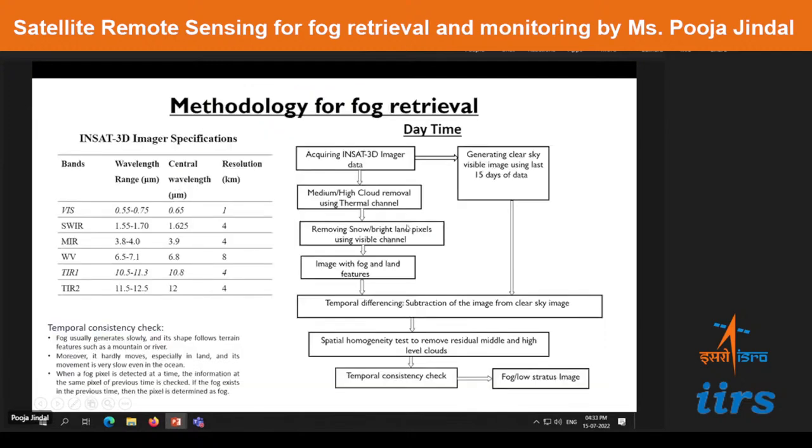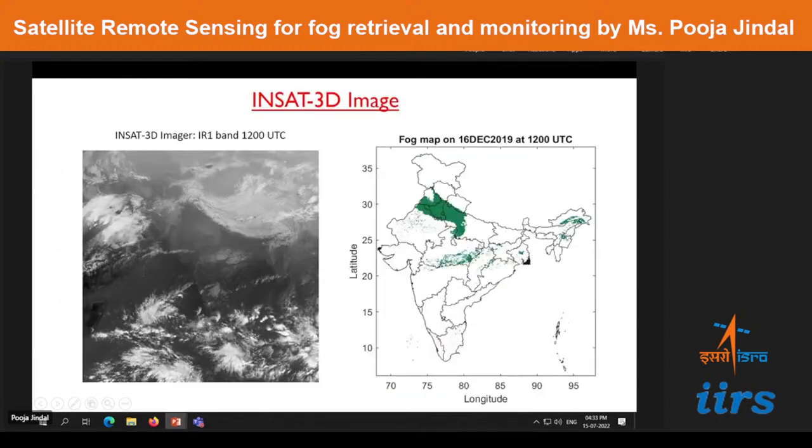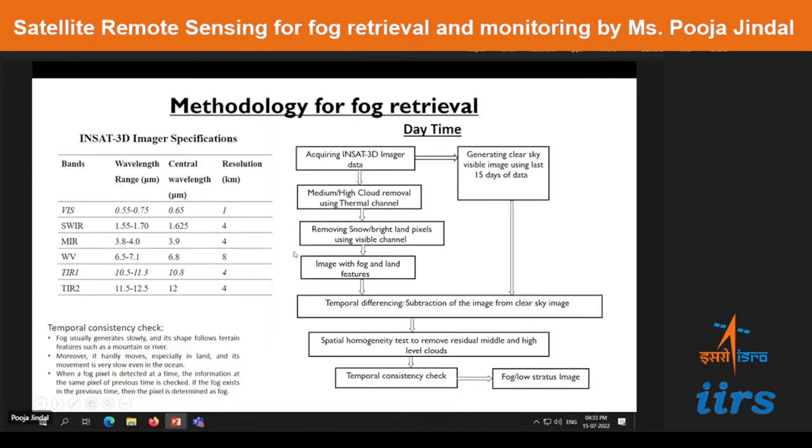I will discuss the methodology for getting this kind of fog images, and we call this process retrieval. When we try to get a particular parameter from the image using mathematical techniques, we call that process a retrieval. That's why we have written over here the methodology for the fog retrieval.